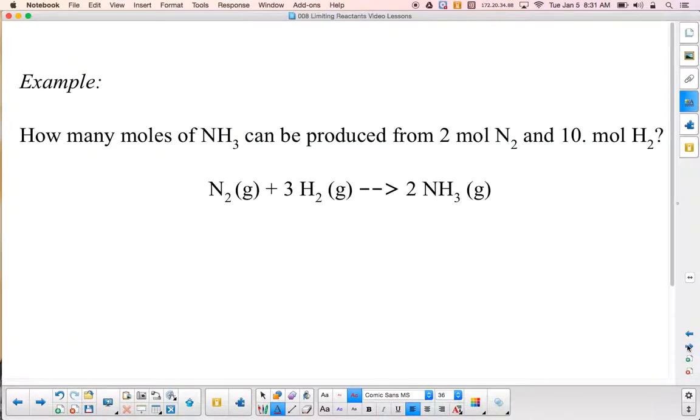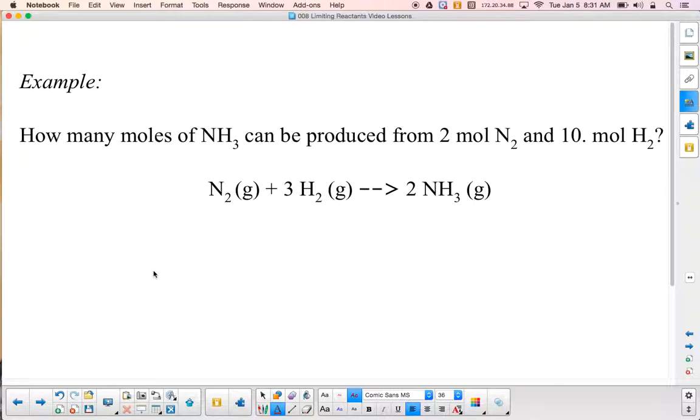Let's start our first limiting reactant problem as a relatively simple problem that we can actually do in a very visual sort of way. I would like to know how many moles of NH3 can be produced from 2 moles of N2 and 10 moles of H2. And we have a balanced equation here that tells me for every 1 mole of N2, I will need 3 moles of H2 to go with it, and I'll be able to produce 2 moles of NH3. This problem we're going to solve in kind of a graphic drawing sort of way.